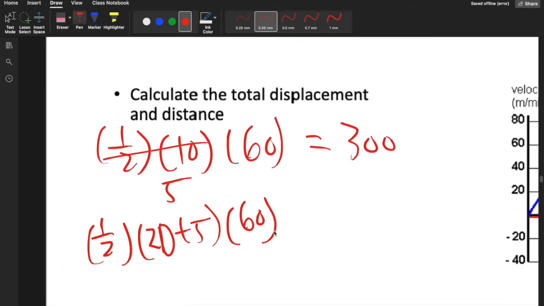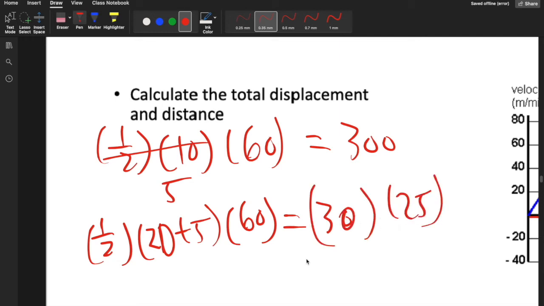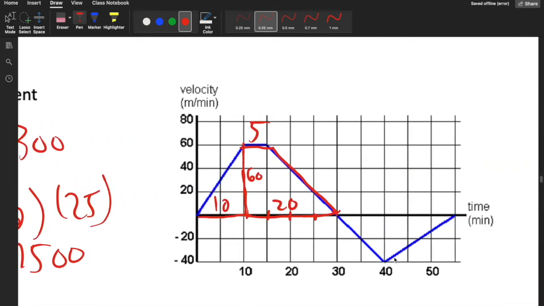16, 13 times 25, which is equal to, is this correct? Let me just double check. So if I calculate the rectangle here, it will be what? 5 times 16, I think.